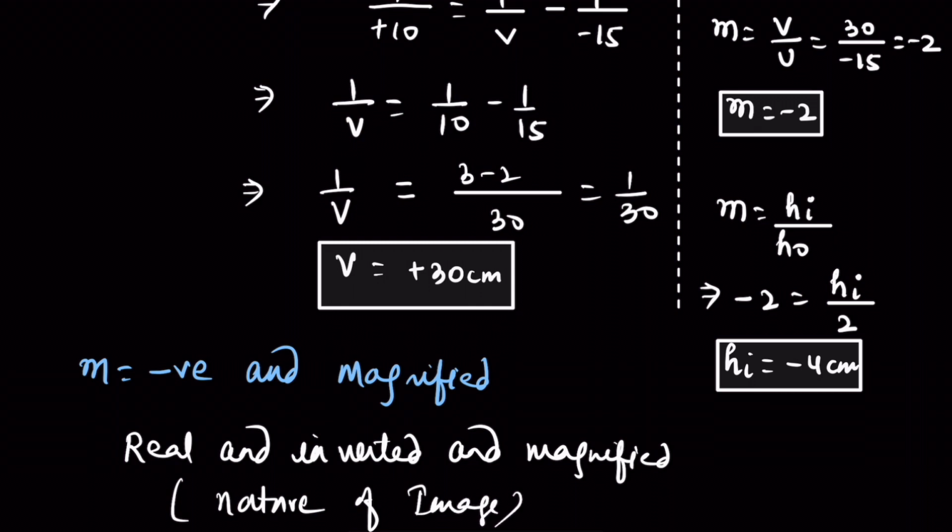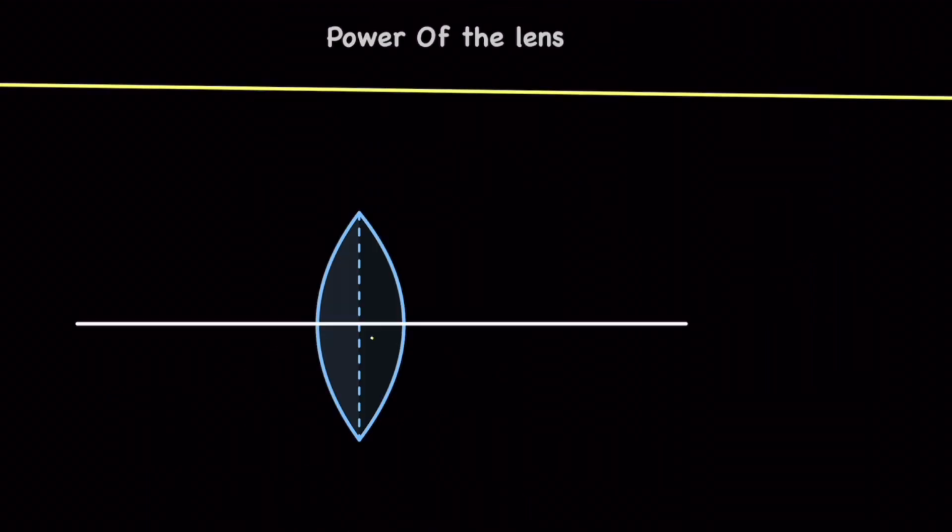If you practice more questions based on refraction of light, it will give you more confidence. Now we will move to the next topic, which is power of the lens. Suppose we take a convex lens. This is the optical center, focus.